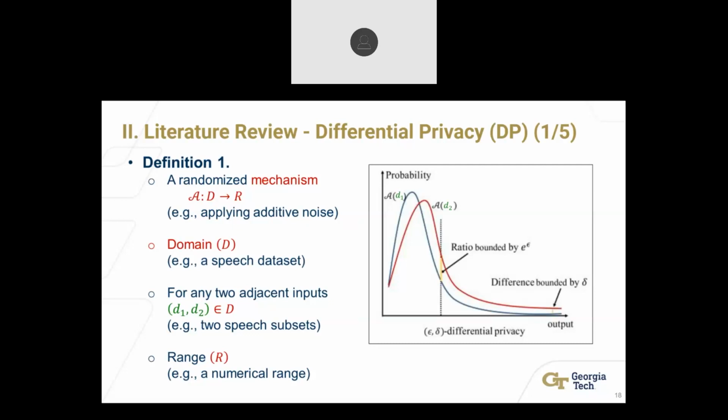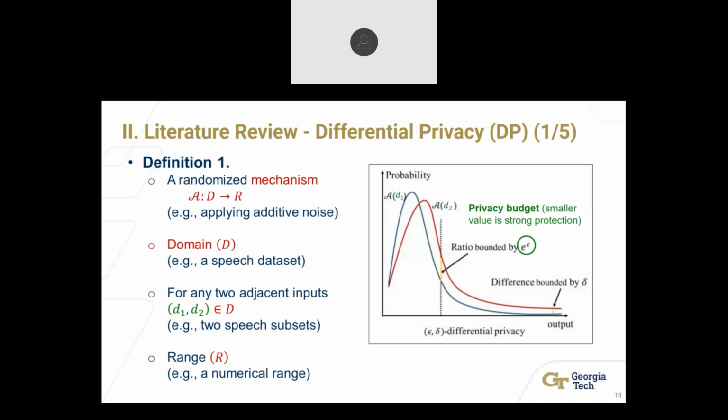So again, we have the randomized mechanism. You can think of it as applying some additive noise, and then there are domains, for example, coming from a speech data set. From the database's definition, they will look at two adjacent inputs. That means all the pair inputs in the data set will satisfy this measurement. Even if they are different in one entry, they still could not be figured out by your perturbation from this randomized mechanism. And finally, there will be a range. Range means a numerical range for the final prediction.